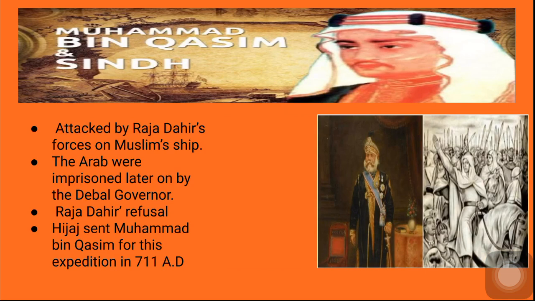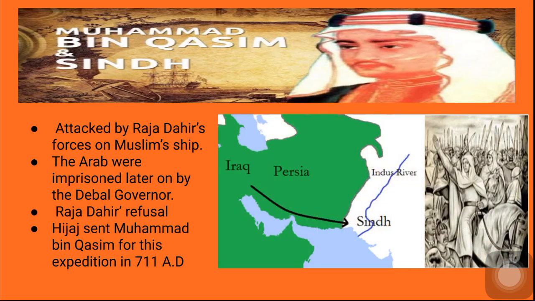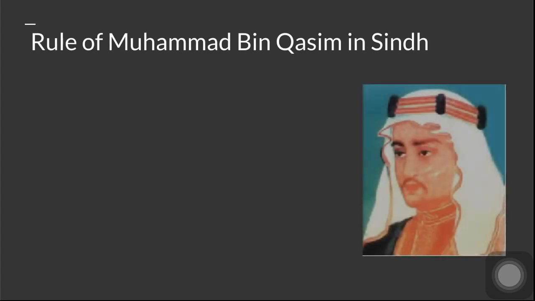Raja Dahir was defeated at Dibal, and Muhammad bin Qasim went on to conquer Nerun, Sehwan, Brahmanabad and Multan. This area came under the administration of the Umayyad Khilafat, which sent its governor to rule it. So now we see the rule of Muhammad bin Qasim in Sindh.